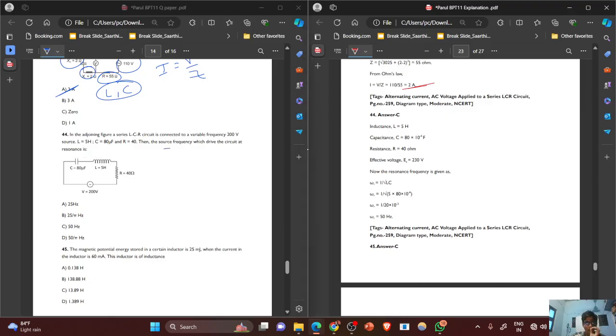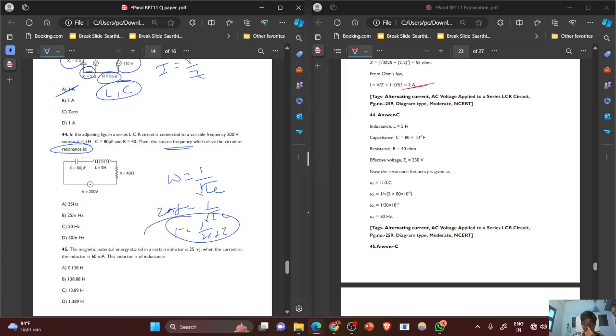The source frequency that drives the circuit, again a very simple one: omega is equal to 1 by root LC. Omega is equal to 2 pi F equals 1 by root LC, so F is equal to 1 by 2 pi root LC. Just put the values. If it is asking omega, you get this. If it is asking about the frequency, then divide by 2 pi. It's asking about omega, so 50 hertz is your correct answer.